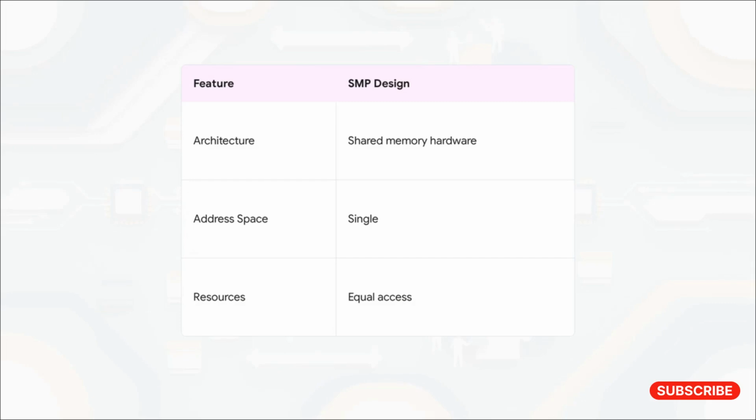A prime example of this shared memory concept is the Symmetric Multi-Processor, or SMP design. In this kind of setup, multiple processors share one single address space. But what's really important here is that it creates a perfectly leveled playing field. Every single processor has strictly equal access to memory, disk space, and all other resources.